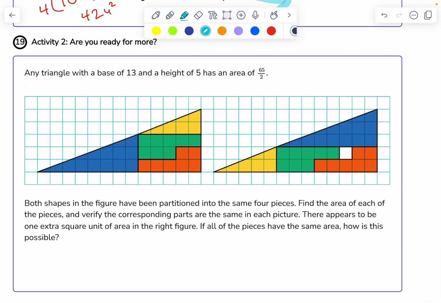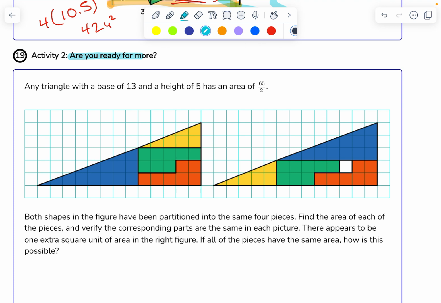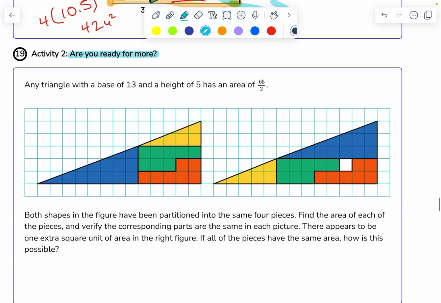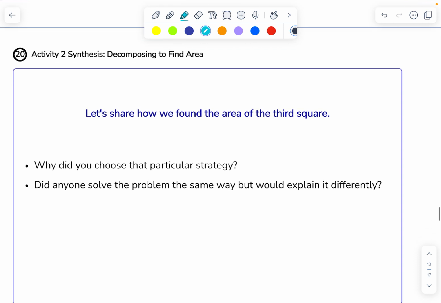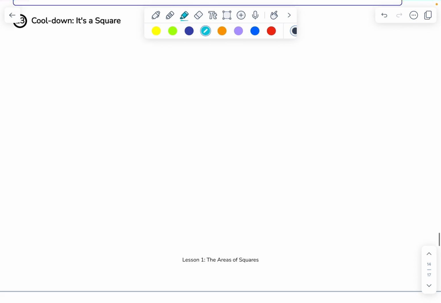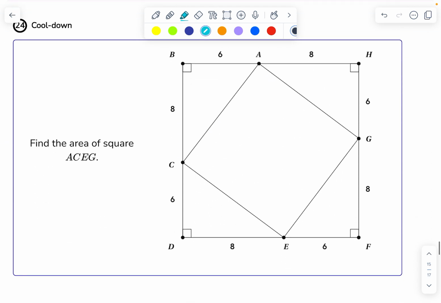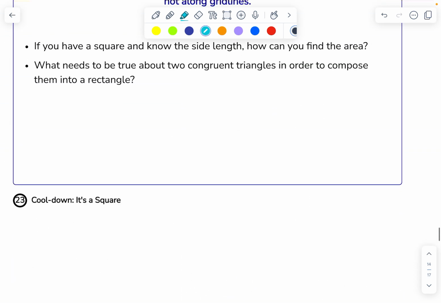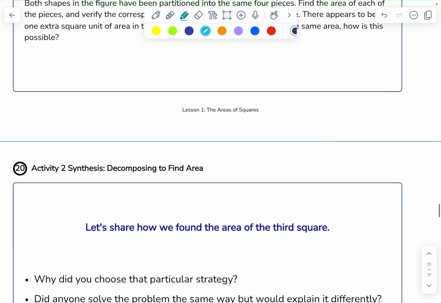For today, we are going to skip through the Are You Ready for More, but we hopefully will come back and take a look at that later on next week. And now we're moving on to Activity 2. Oh, no, I was wrong. We are done.